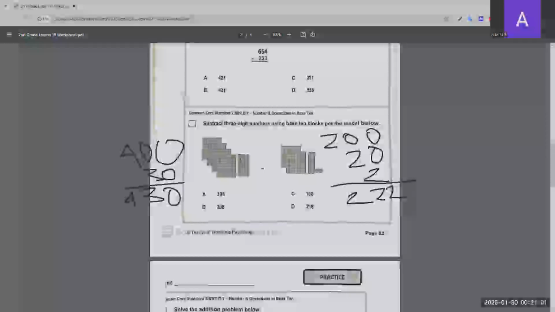Now we have to subtract the right from the left. So 430 minus 222. We can't subtract 2 from 0, so we have to take a 10 from the 30. That becomes 20, and now this becomes 10. 10 minus 2 is 8. 2 minus 2 is 0. And 4 minus 2 is 2. So this is B.